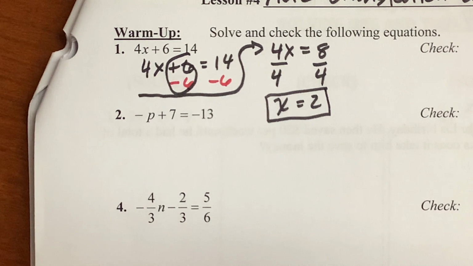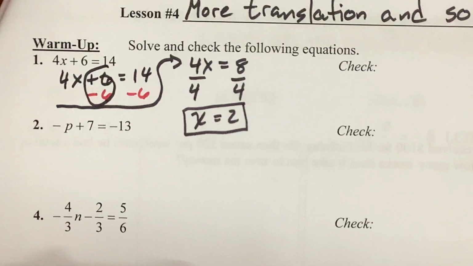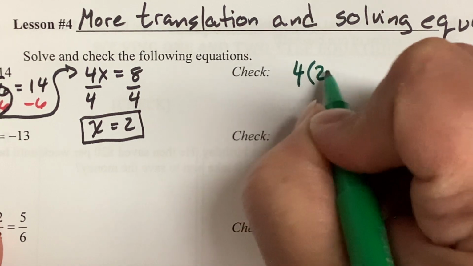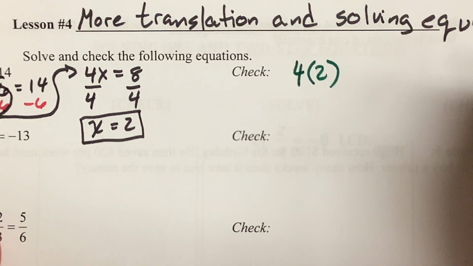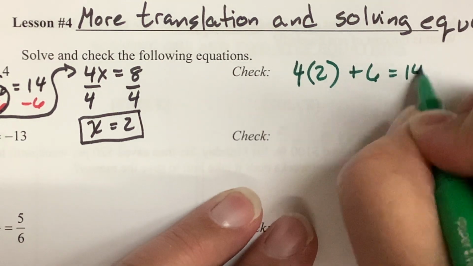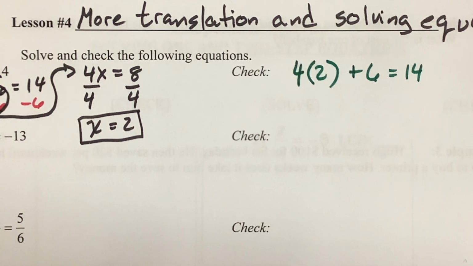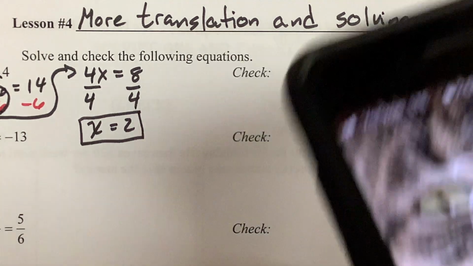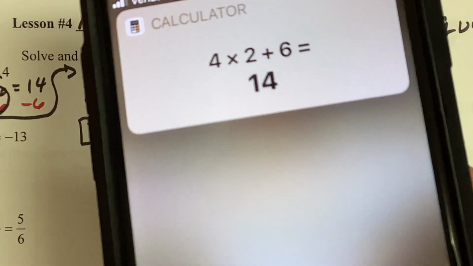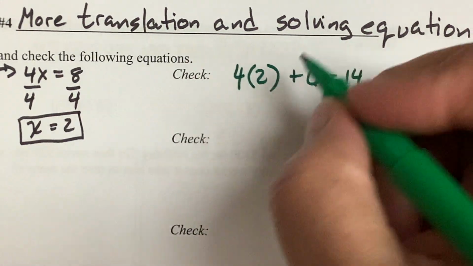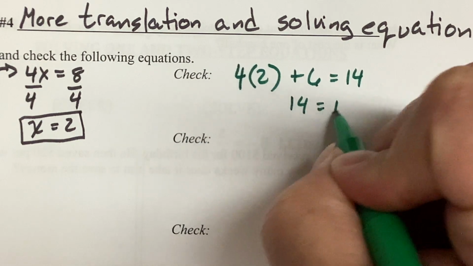So now I have to take my answer and I have to put it back into the original problem and check it. 4 parentheses 2, because I'm multiplying, that's what a number next to a variable means. 4 times 2 plus 6 equals 14. Okay. Hey Siri, what's 4 times 2 plus 6? 4 times 2 plus 6 is 14. Oh, look at that. It worked. 4 times 2 plus 6 is 14. So 14 equals 14.